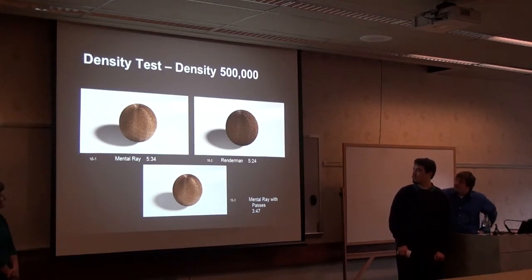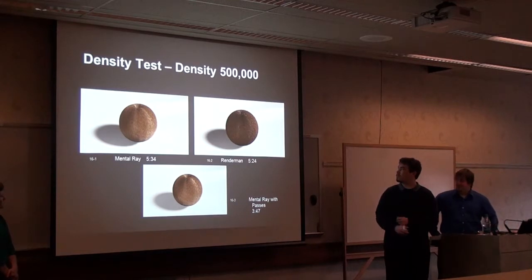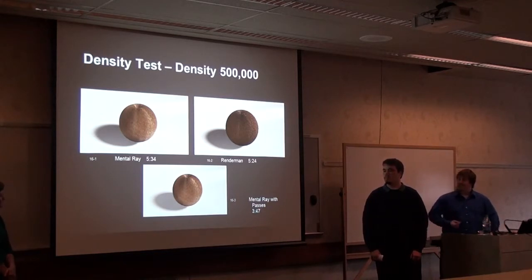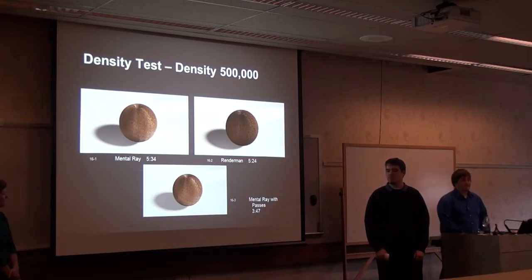However, when we upped it to 500,000, our mental ray tracing took 5 minutes and 34 seconds. RenderMan took a lot more time this one, up to 5 minutes and 24. Whereas our passes method was able to calculate the density a little faster and brought it down to 3 minutes and 47 seconds.